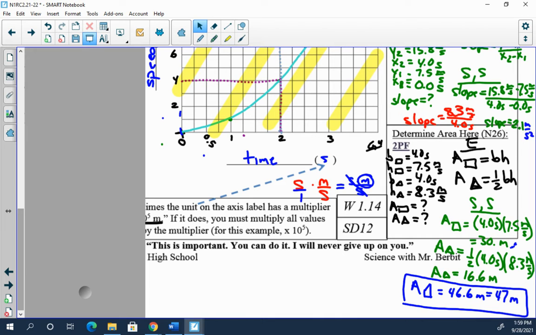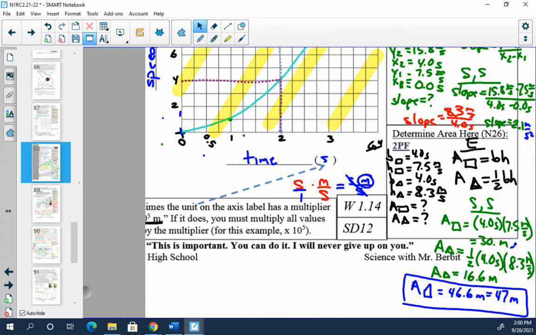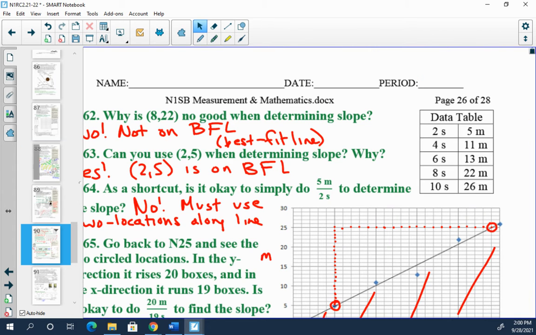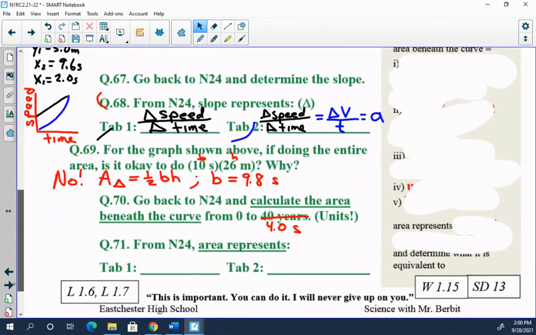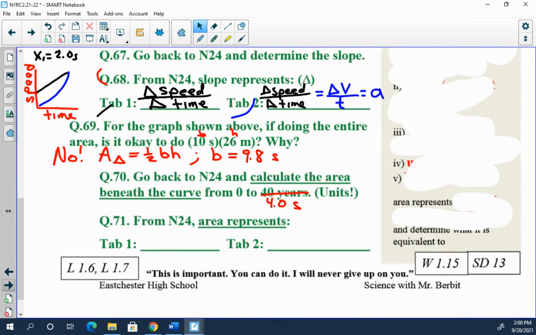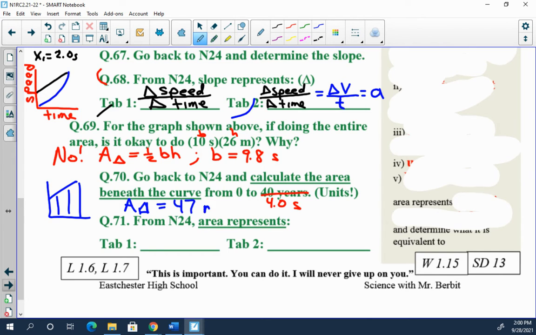Why would I have you calculate the area? What does that 47 indicate? Well, it actually does indicate something. We go back over to page 26. Down at the bottom, we have to calculate the area. And we found that the area of the trapezoid was, and this is for this graph, this area under here, was approximately 47 meters. Your area might be slightly different.